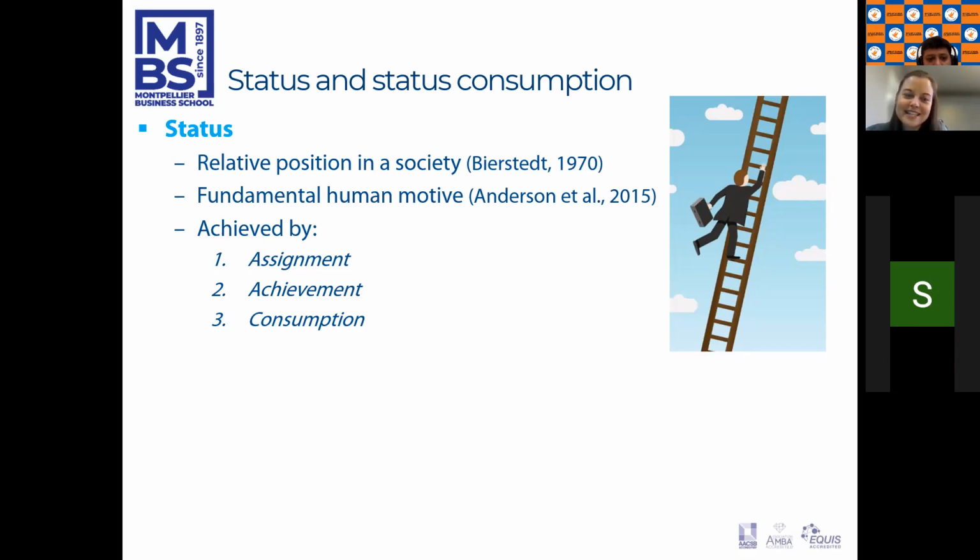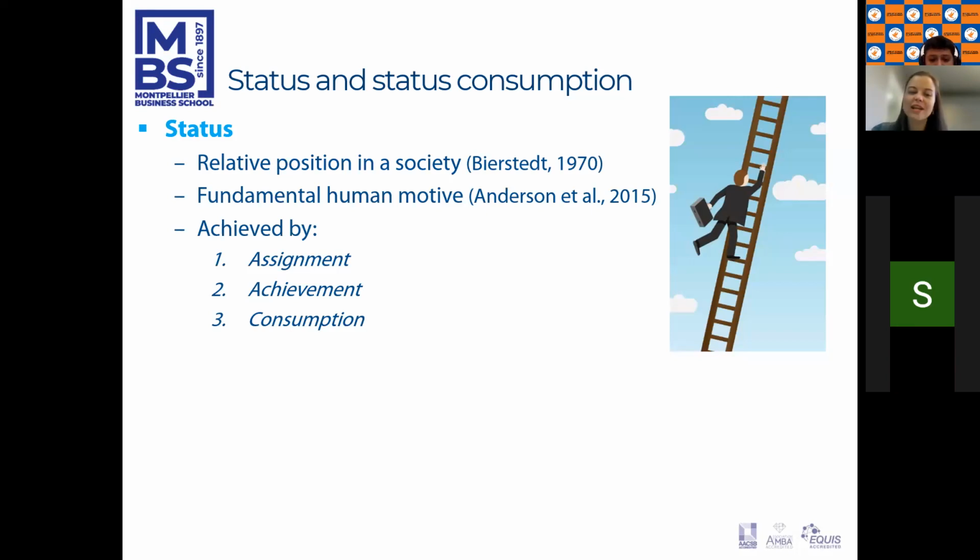The second way is status, which can be gained by achievement. So this means that you really do something, you have to put some effort to achieve this status. For example, you study hard, you become a professor, and you get high status, or you work hard, you become a CEO of a company, you get high status. That would be status by achievement.